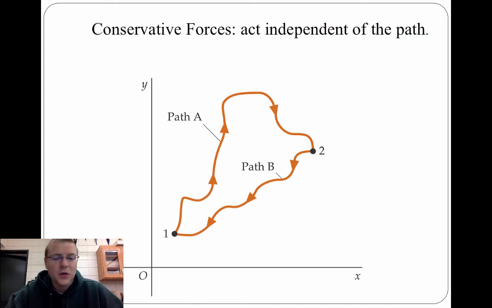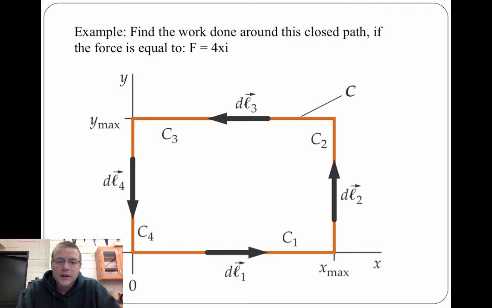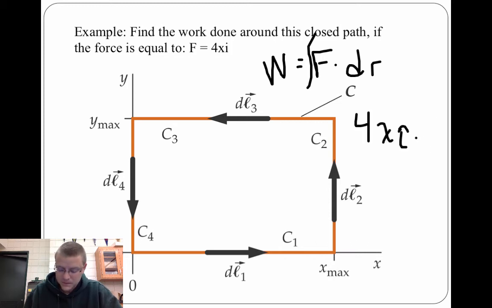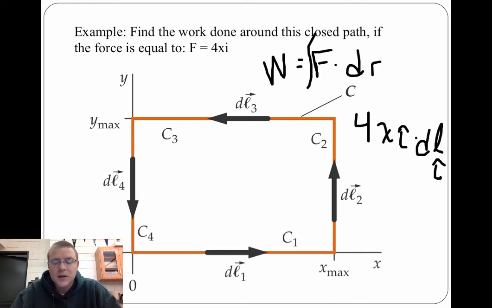For a conservative force, you can see that path A or B does not matter in how you get from one point to the other. All it's going to care about is starts and finishes. So if we want to look at the work done around this closed path here, we know that work is the integral of force dotted with displacement. So if we write in our force equation for path 1, the work done along path 1 is 4x in the i direction, dotted with dl, also in the i direction. We get positive work done for this path.